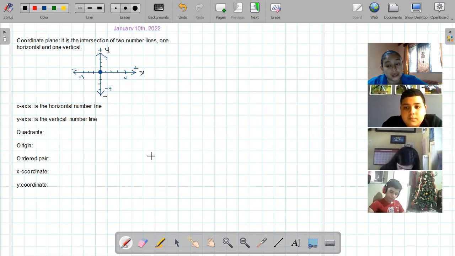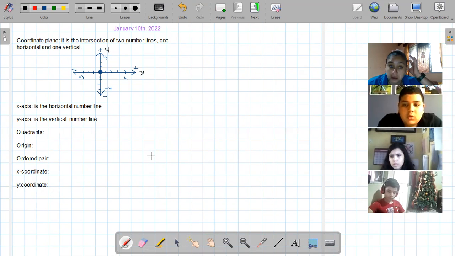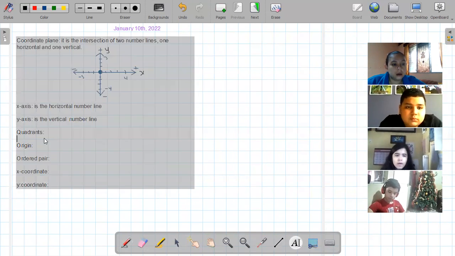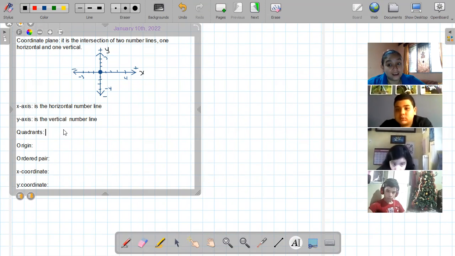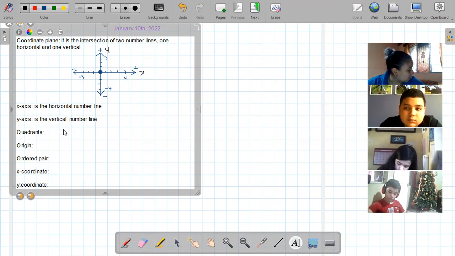Probably some of you are going to see a 3-dimensional plane where we are going to have a new variable, which will be probably variable z, okay? But for right now, we're going to leave it like that. Now, what are quadrants? The spaces or the divisions that the two axes have, okay?